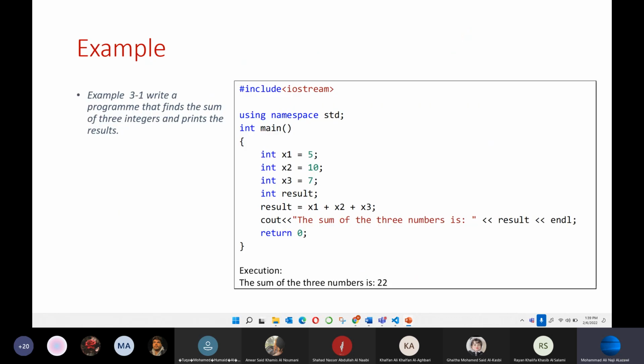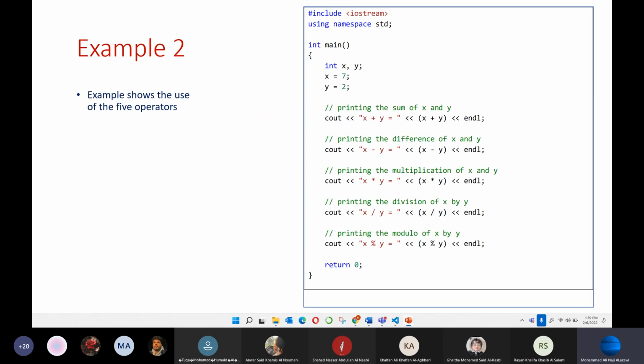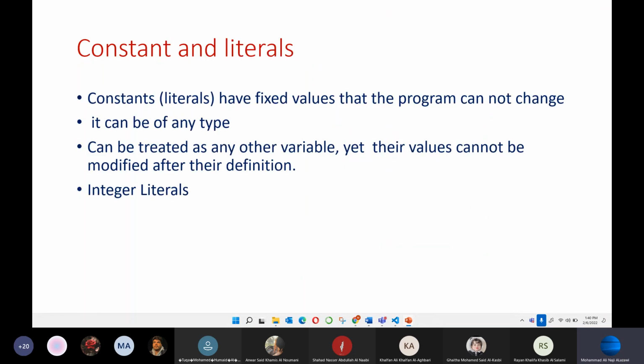Now this example we explained last time. We found the sum of 3 integers. I define integers x1, x2, x3, then result, and result equals x1 plus x2 plus x3, and I printed the result. This is another example we discussed last lecture, which finds the value of addition, subtraction, multiplication, division, and the mod operation.